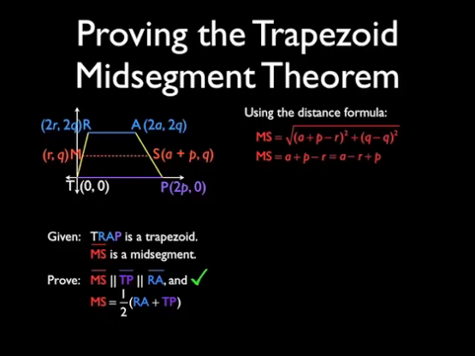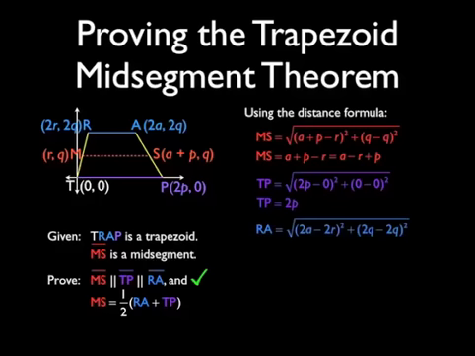Now let's find the length of segment TP. Once again, the y-coordinates are 0, so they reduce out. And the square root of 2p squared is simply 2p. And finally, the distance between the points R and A. Notice once again that the y-coordinates are the same. 2q minus 2q is going to be 0. So we take the square root of the quantity 2a minus 2r squared. And the square and the square root in this case do reduce out, leaving us 2a minus 2r.